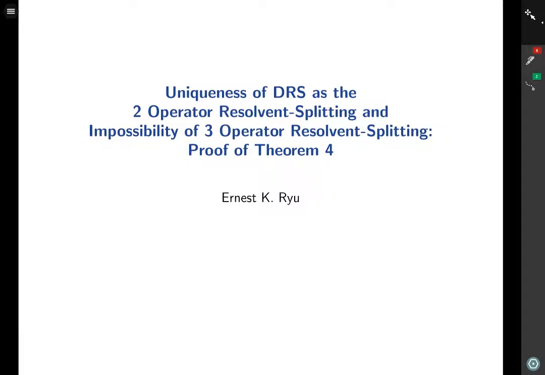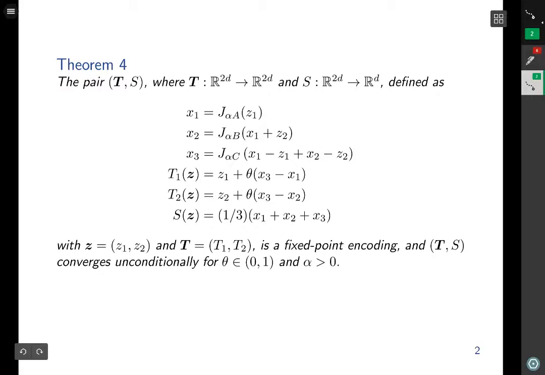In this video, I will explain the proof of Theorem 4 for the paper "Uniqueness of DRS as the two-operator resolvent-splitting and Impossibility of three-operator resolvent-splitting." This is the statement of Theorem 4.